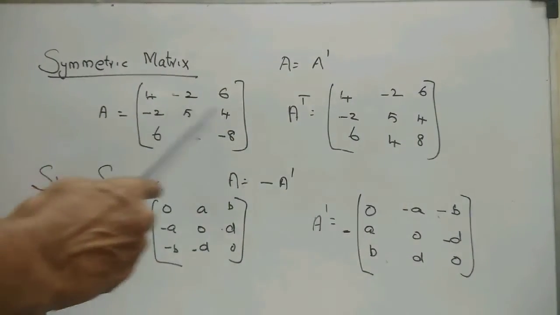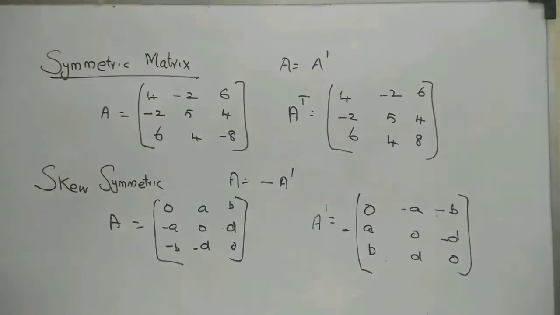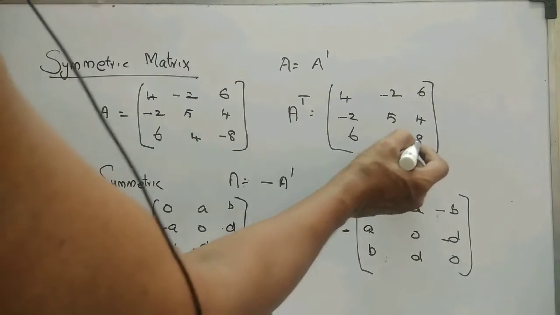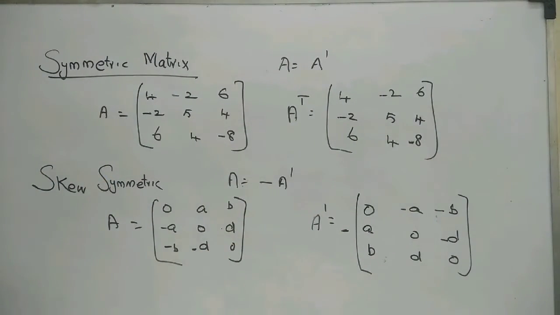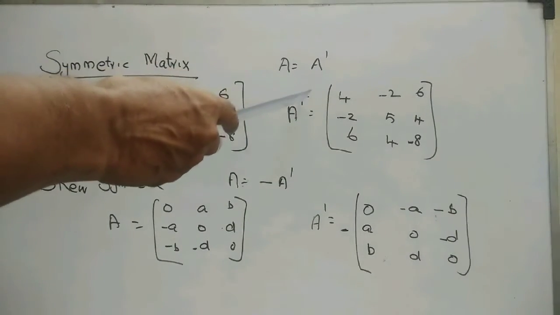This first row comes here. The second row comes in the second column. Third one 6, 4, minus 8. So I should have written minus 8 there. So it will be the symmetric matrix. So in that case, A we call a symmetric matrix. So A is equal to A transpose.